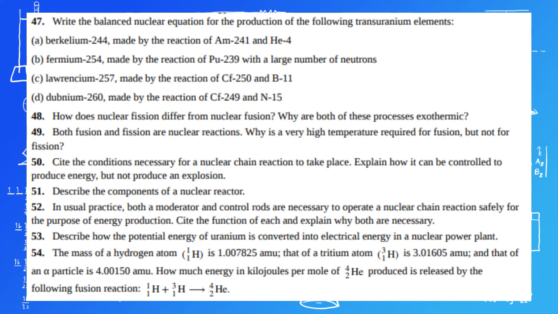Okay, 49. Both fusion and fission are nuclear reactions. Why is a very high temperature required for fusion but not for fission? Oh. Okay. Let's see. Fusion requires a very high temperature. Yeah, Dr. Octavius achieved that using lasers.